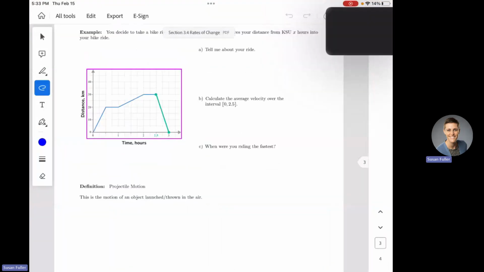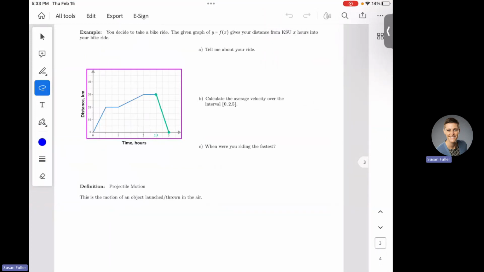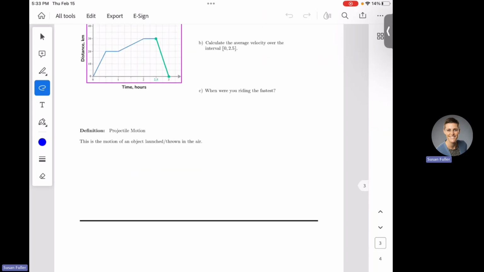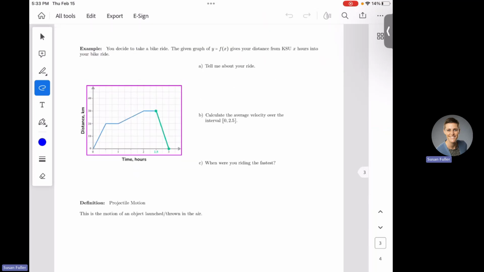Hello, everyone. Just wanted to make a quick video for you to include one last example from section 3.4 that we won't be able to do in class. I'm going to do the last example from projectile motion. This guy, I'm going to do that in class on Friday, but wanted to go through this example here about this bike ride, just in case it's helpful for you.